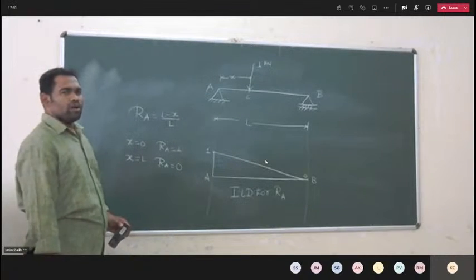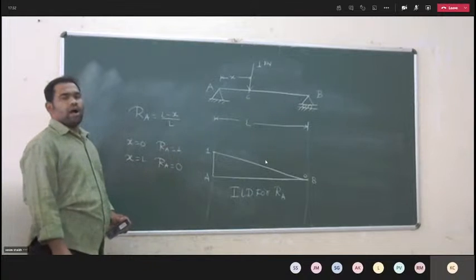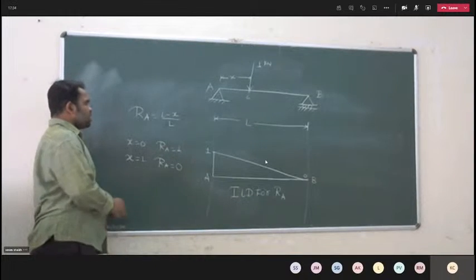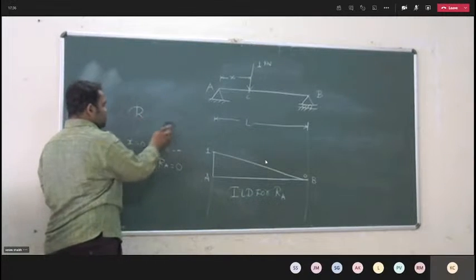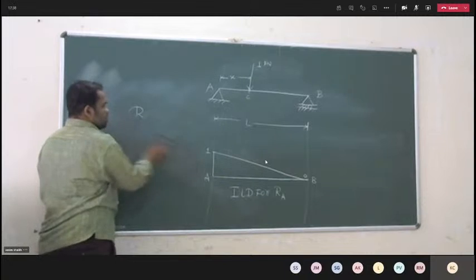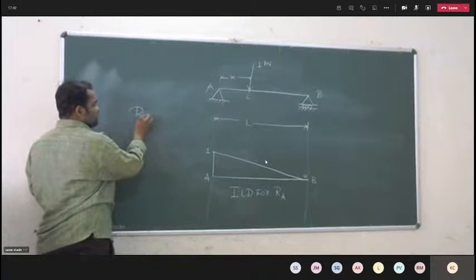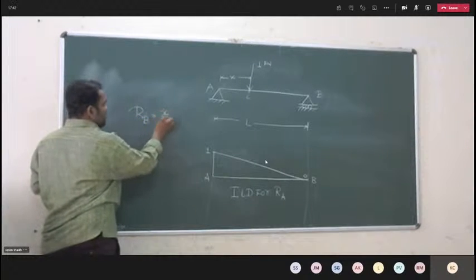Similarly, we have to draw the ILD for reaction RB. As you know, the value of RB is equal to x by L.